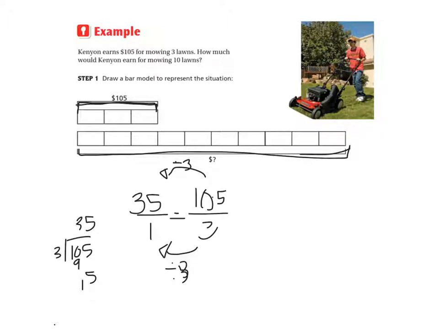So each of these boxes is worth 35. So if he mows 10 lawns, how many dollars did he make? Each of them are 35. So now you can do repeated addition or multiplication to find how much he makes. Because each time he mows a lawn, he makes $35.